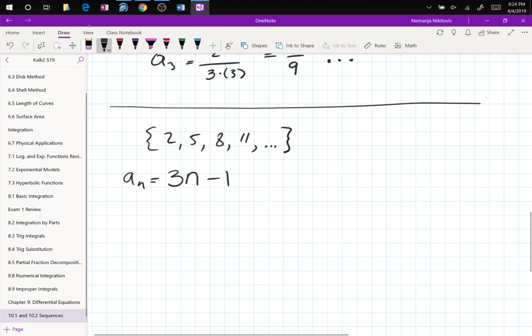Would this work? Remember that your first n either starts with 0 or 1. Let's start with 1. So when n is equal to 1, for my a1 spot, 3 times 1 is 3, minus 1 is 2. Then 6 minus 1 is 5. 9 minus 1 is 8. Yeah, it works. I told you there was a 3. Yeah, you were real close.